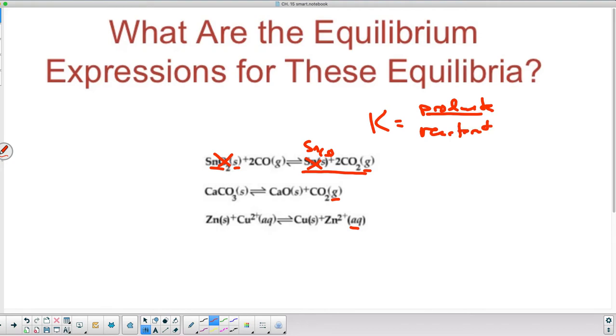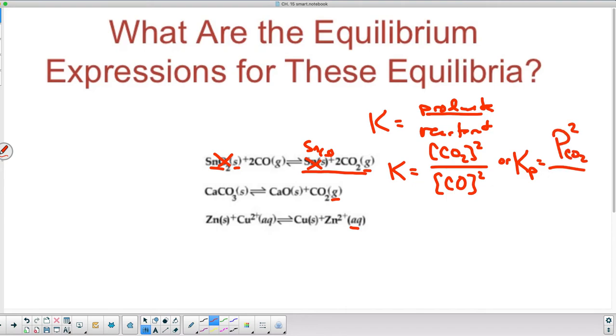then for this one here, big K equals, and the products are the concentration of CO2 squared over the concentration of CO squared. And that's what it would look like. Or we could do Kp, which is the pressure instead, so that would be the pressure of CO2 squared over the pressure of CO squared. Either one of those works because it's a gas. If it's a gas, you could go with either one.